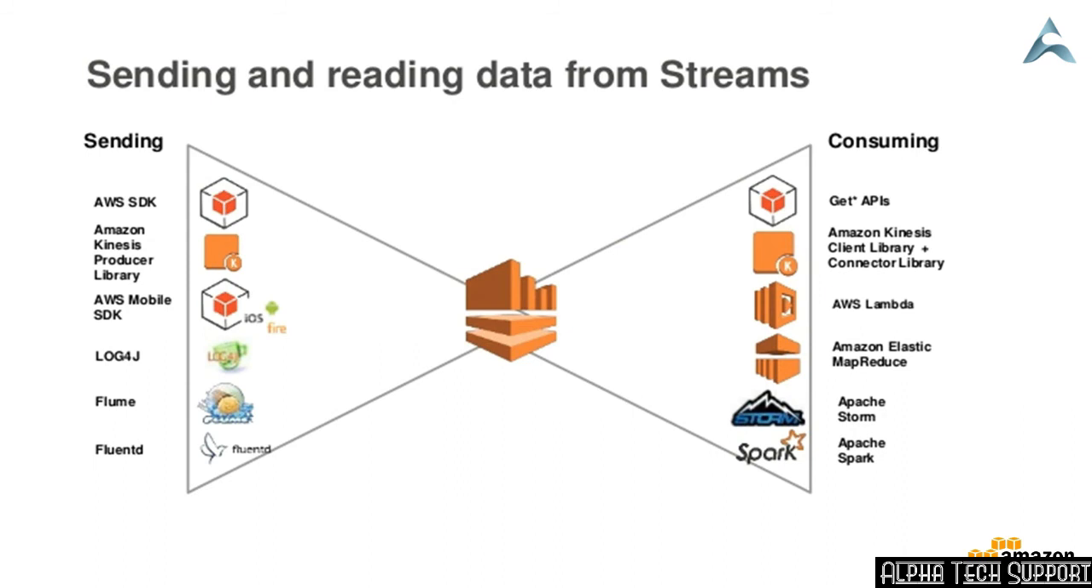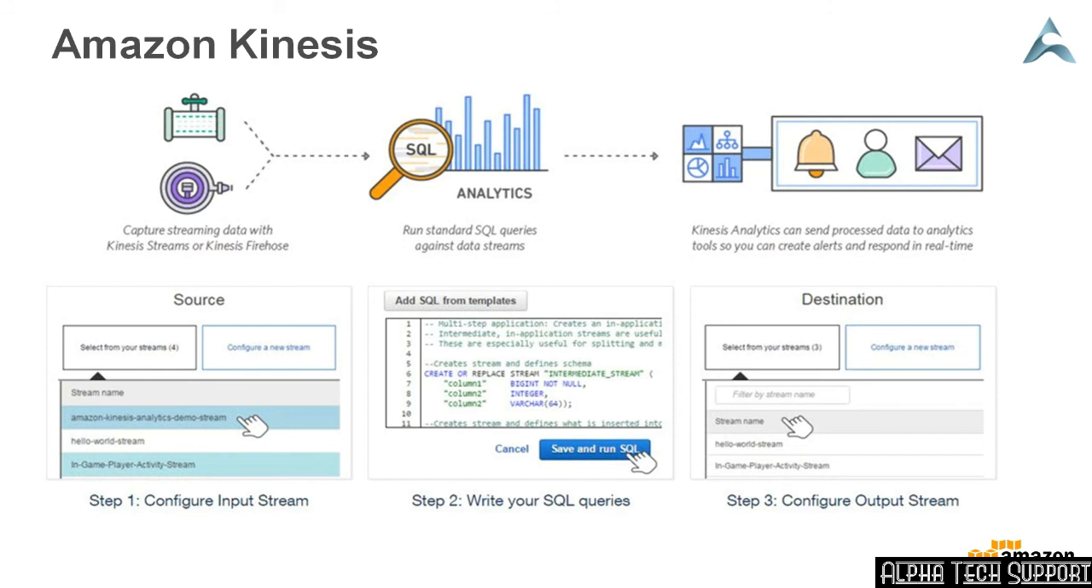This is a typical use case for Amazon Kinesis. In the first stage, we configure our input stream and capture streaming data with Kinesis or Kinesis Firehose. The next step is to write and run your SQL queries on that data set. You can perform operations and generate reports. Then you need to configure the output stream so you can send processed data to an analytics tool and create alerts and responses in real time.